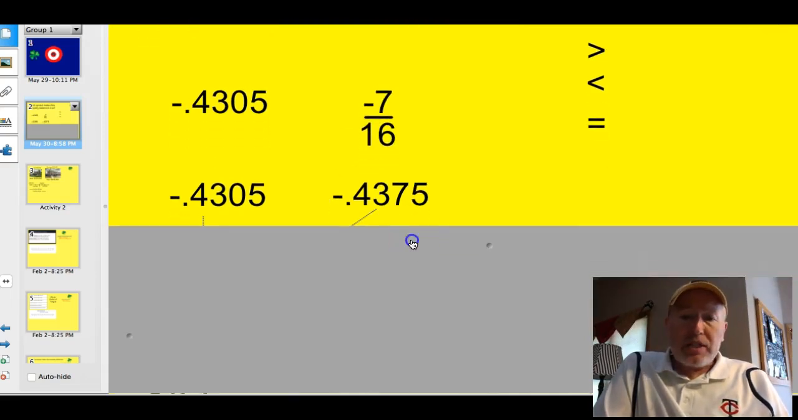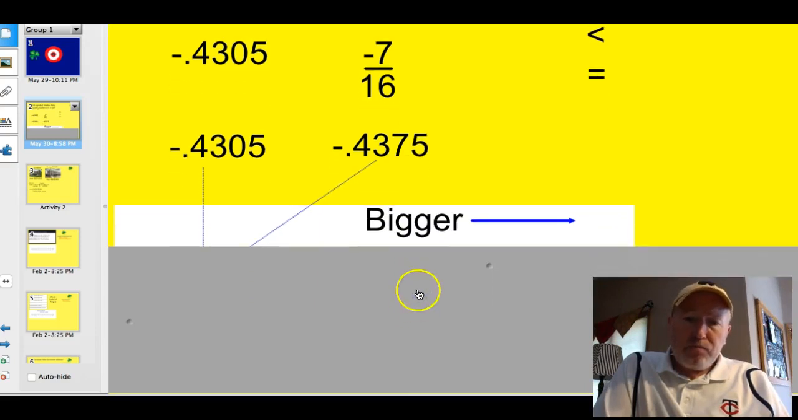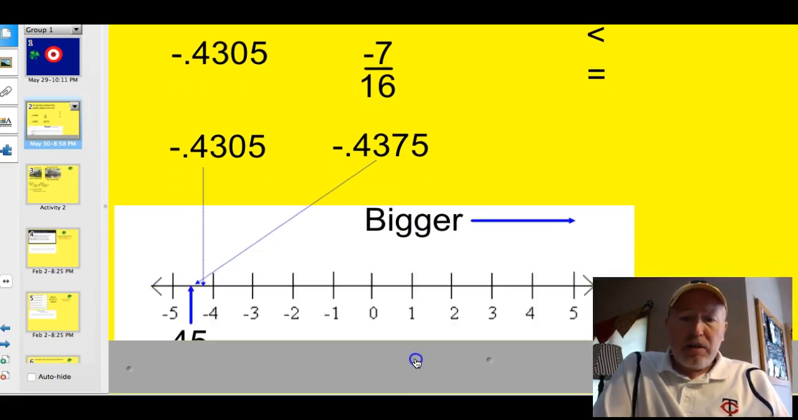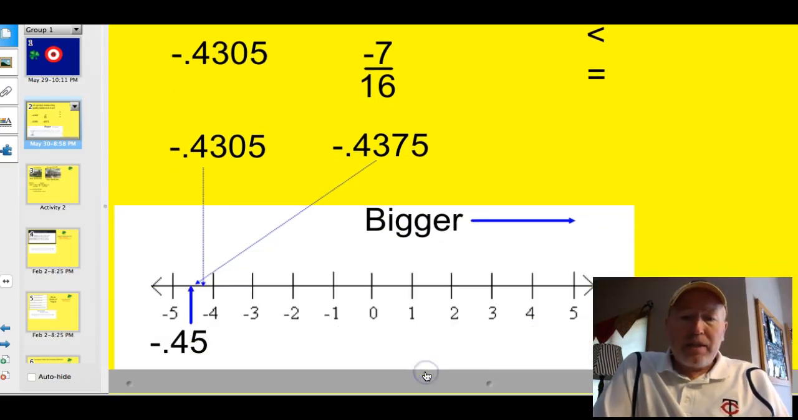So then I just take a simple number line, like the one I've got here, and I just place them on the number line. And this one here was a really tight example because they're so close. But if this is negative 4, and this is negative 5, and this is negative 4.5, well, negative 43.75 is going to be over here, and negative 43.05 is going to be right before it. Again, they're very, very close.